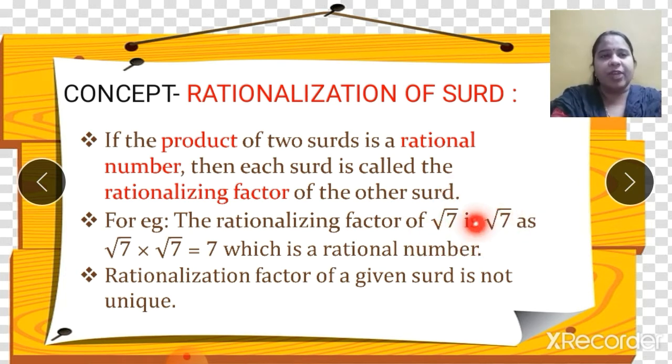It is root 7. Why do we say like this? Because when I take the product of these two surds, which two surds? Root 7 and root 7. When I multiply these two surds, what do I get? I get square root of 49, which is nothing but 7.